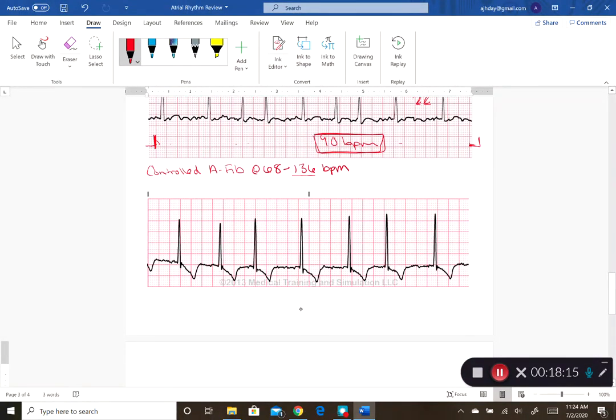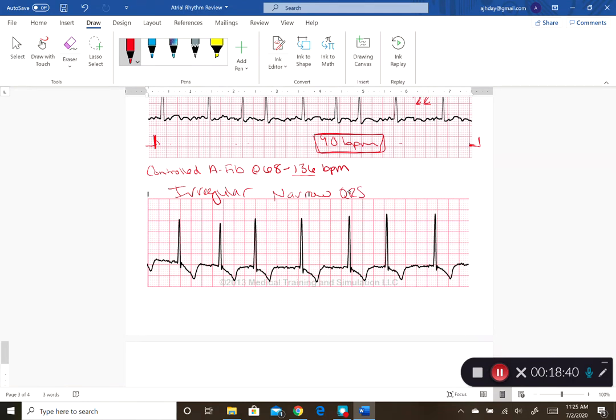All right, next one. Regular or irregular. So this definitely looks irregular. It's not as blatantly irregular, but it is irregular. So it looks like it's a little fast here, slows down, fast, slow. So we're just going to call that irregular. So it is irregular, there's no pattern to it, and I have narrow QRSs. So I should already be thinking AFib.